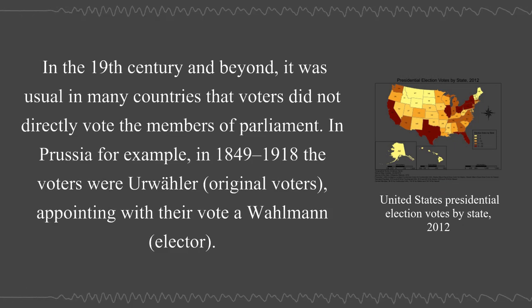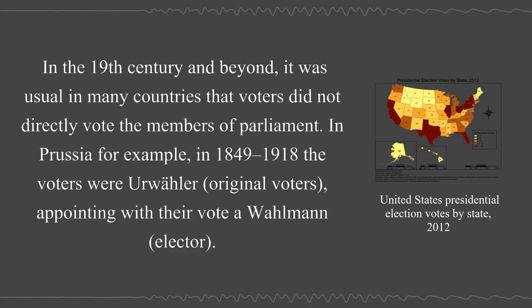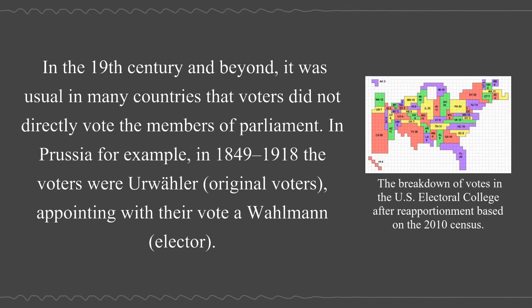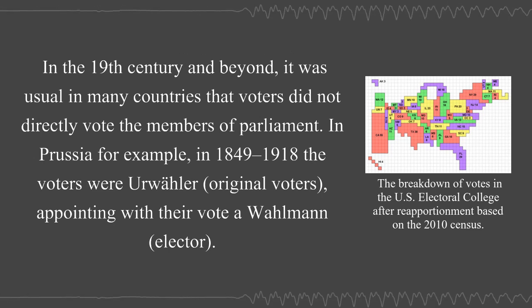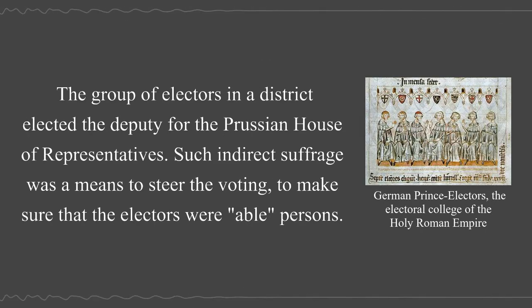In the 19th century and beyond, it was usual in many countries that voters did not directly vote the members of parliament. In Prussia, for example, in 1849 to 1918, the voters were Urwähler, or original voters, appointing with their vote a Wahlmann, elector. The group of electors in a district elected the deputy for the Prussian House of Representatives.